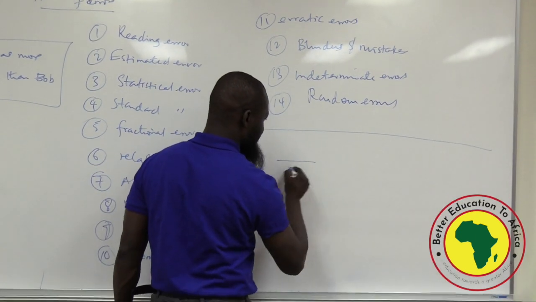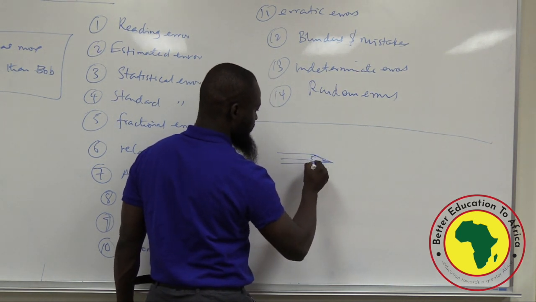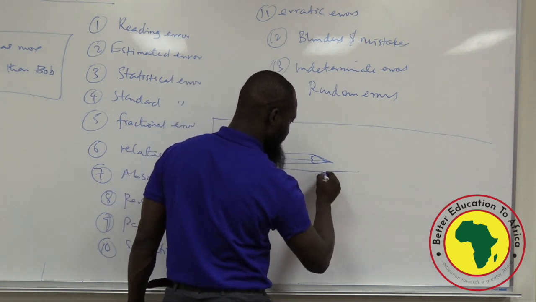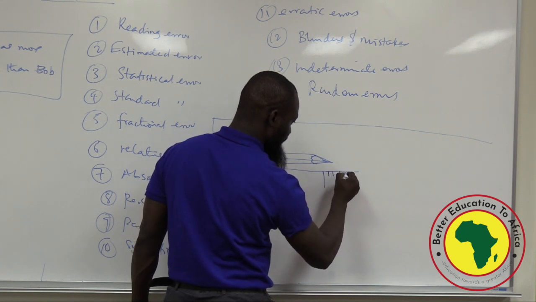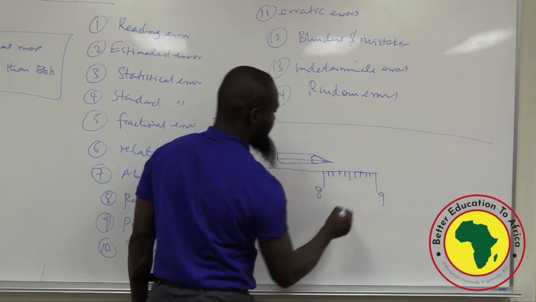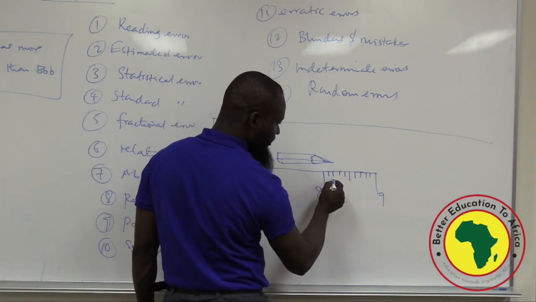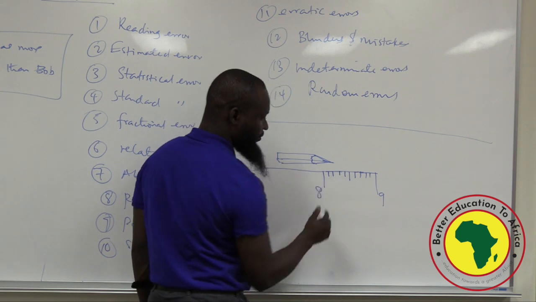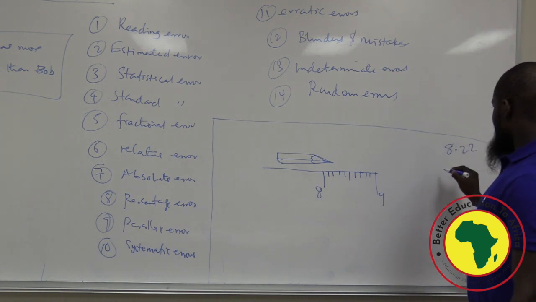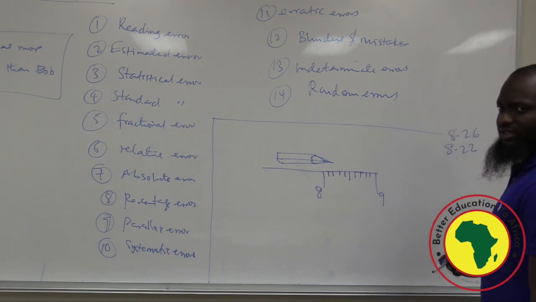I want to measure the length of a pencil. So this is a pencil, okay? And I want to know the length of this pencil. So I place it on the meter rule, and it tells me 1, 2, 3, 4, 5, 6, 7, 8, 9, 10. So on this meter rule, it tells me that this pencil is between 8.2 and 8.3, but where exactly I don't know. So I'll estimate, say between 8.22 and 8.26. Somewhere between there, between 8.22 and 8.26.